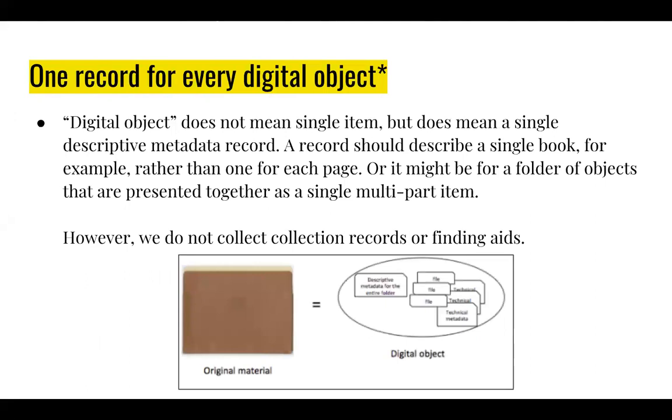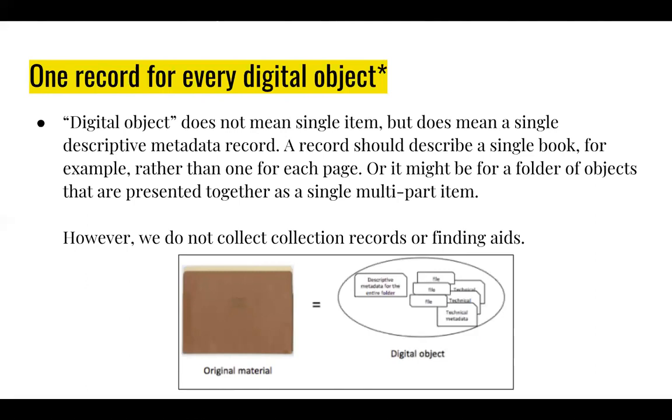One of the other requirements for the metadata is that you give us one record for every digital object. There is flexibility about what digital object means, though. We don't necessarily mean digitized material, but we mean the descriptive record. So a digital object means everything that goes along with an intellectual entity, something you would create a descriptive metadata record for. So a single book, for example, rather than one for each page.